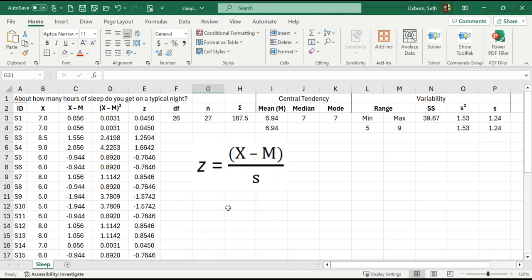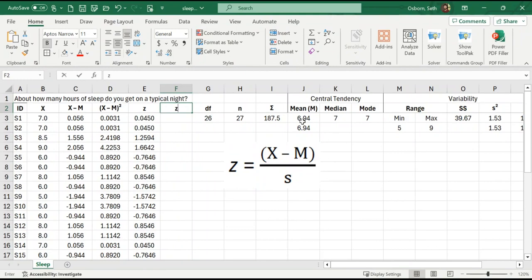All right, so that's a quick walkthrough of how to calculate mean, median, mode, range, sums of squares, variance, standard deviation, and z-scores, all in Excel. You know what? I'll give you a bonus.